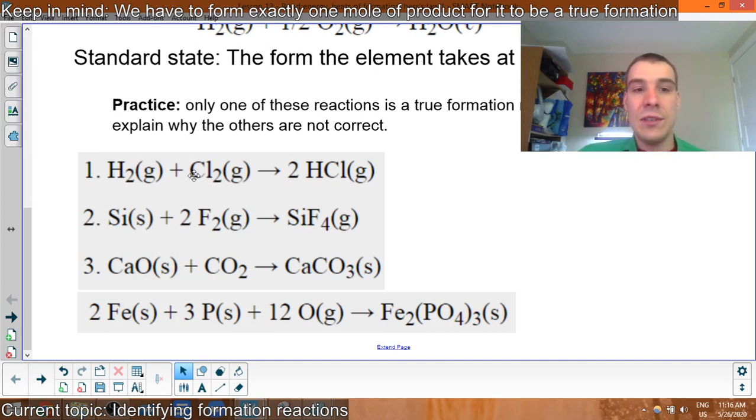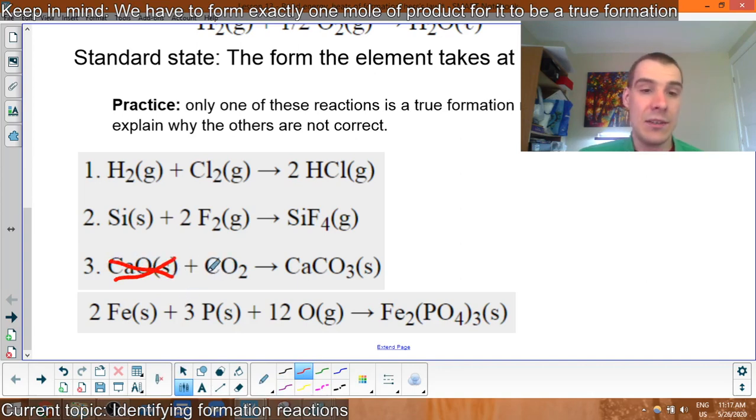Here we have hydrogen and chlorine. We look to see if they're raw elements. They are, just hydrogen, just chlorine. Here we have silicon and fluorine, just silicon. Solid silicon, which is solid in standard state. F2, gas, standard state. That's good. Here we run into a problem. Our first problem is that calcium oxide is not a raw element. That's already a compound, so that can't be a formation reaction. This is also a compound, so that can't be a formation reaction. So number 3 is out because of the compounds at the start.